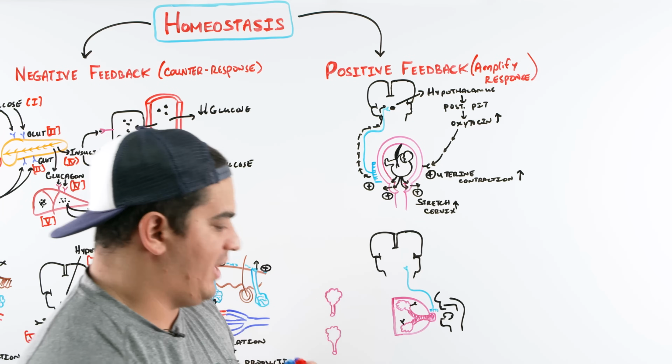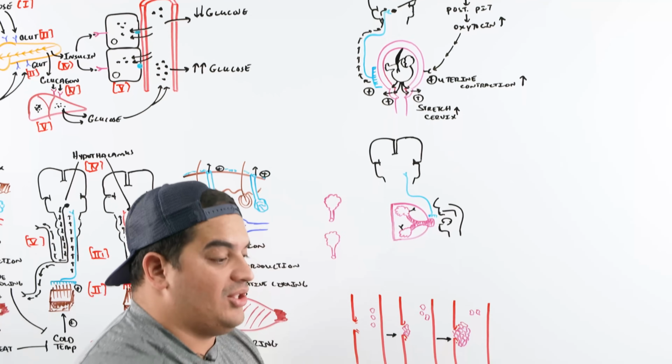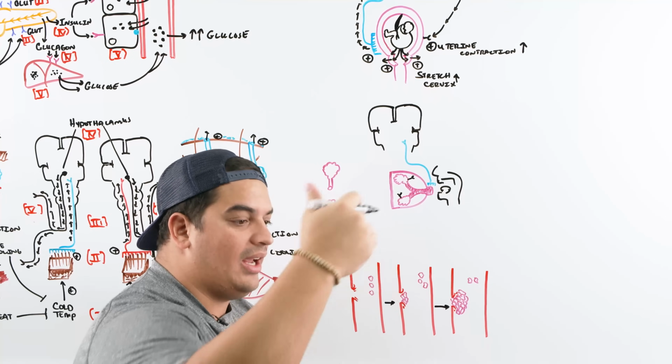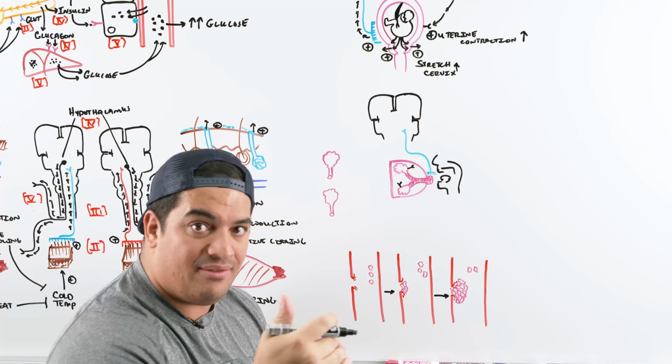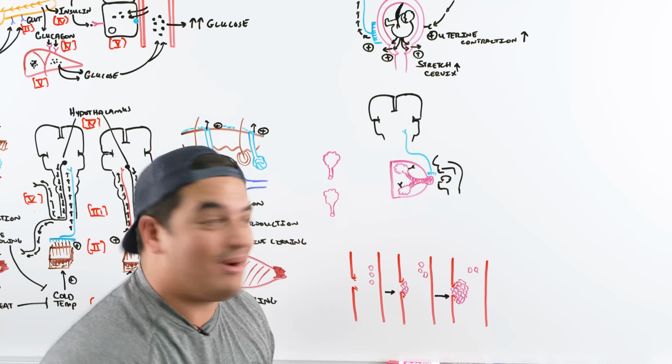There's two more examples that I think are really helpful. And again, just keep thinking about this process. You always have a stimulus, a receptor, an afferent signal, a control center, an efferent signal, and then the effector. It's been the same thing. We've kind of learned it throughout the process.